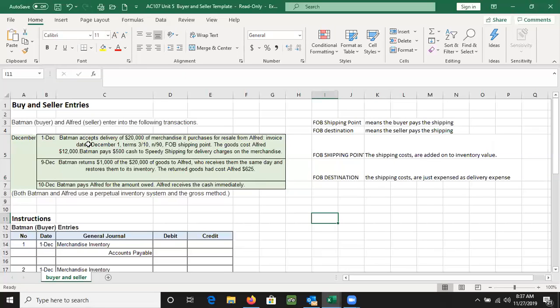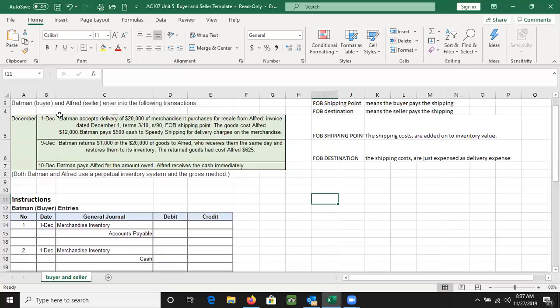But first, we're going to tackle December 1st. So we're going to look at it from the buyer's point of view. Batman is buying $20,000 of merchandise it purchases for resale from Alfred. What is important is down here it says both companies use the perpetual inventory and the gross method.